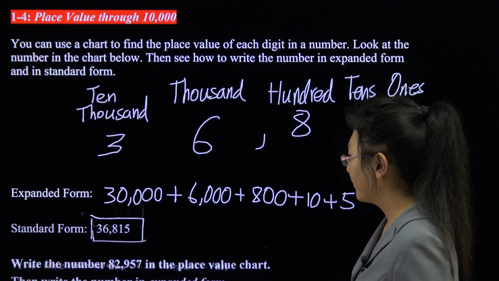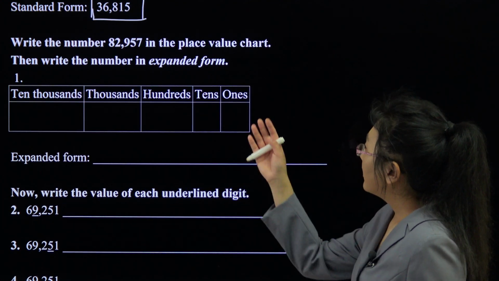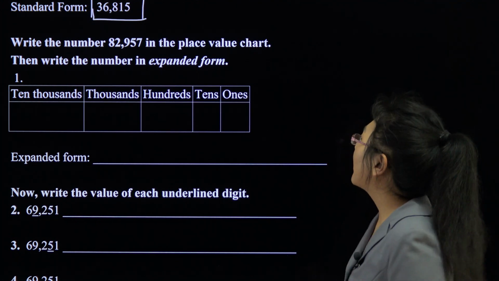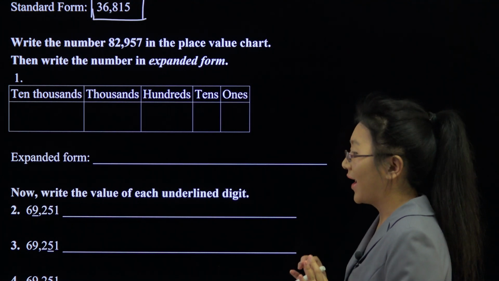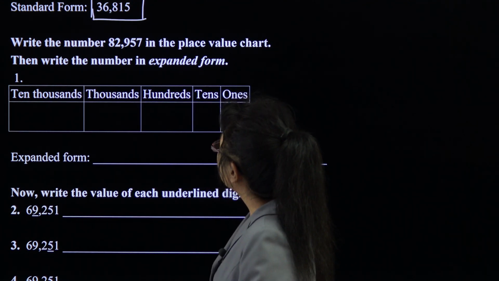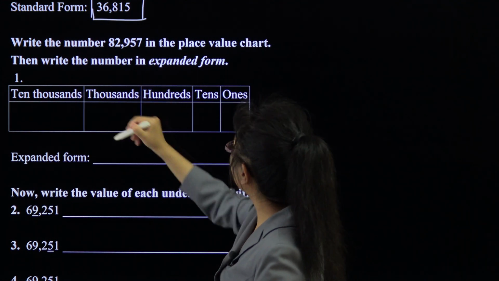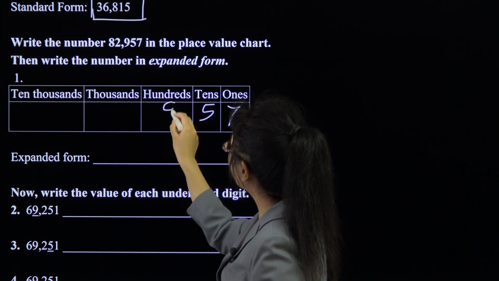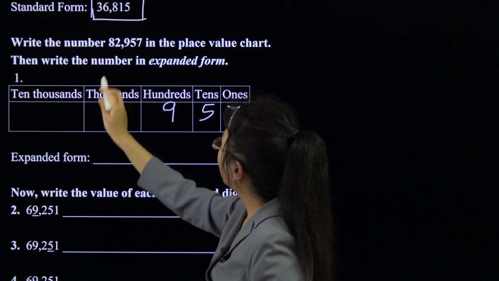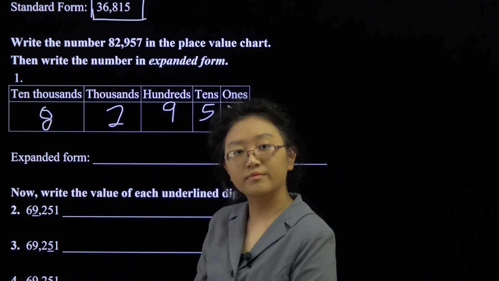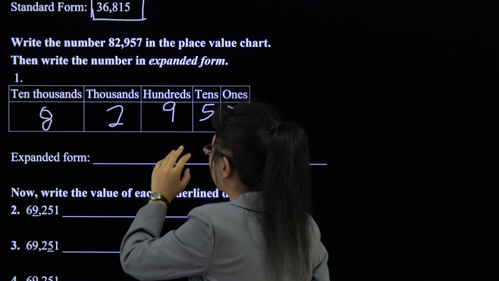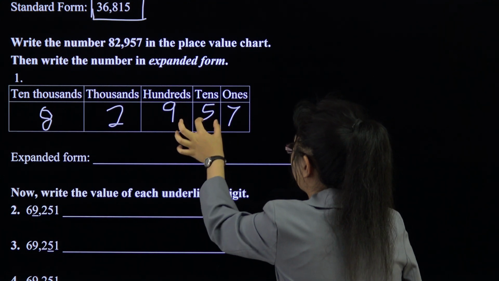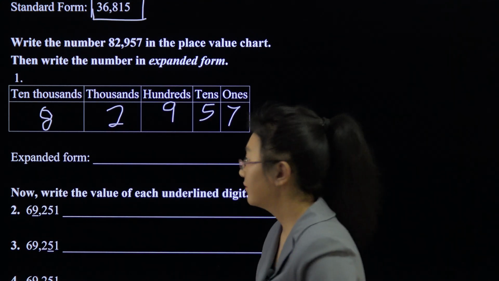Whew, I'm going to have so much fun when teaching you guys multiplication. Anyhow, moving on. We're going to write the number 82,957 in the place value chart, then write the number in expanded form. For the place value chart, we have 7 in the ones place, 5 in the tens place, 9 in the hundreds place, 2 in the thousands place, and 8 in the 10,000s place. You just fill it up and make sure that you don't put everything in the wrong place.